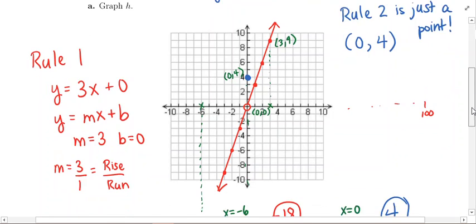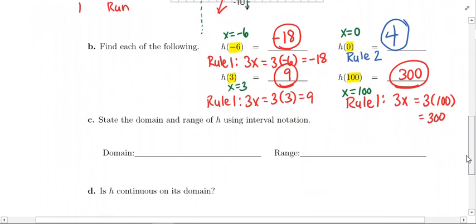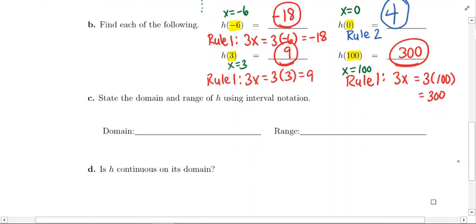All right, let's talk domain and range. Again, our graph is in pieces. We have a line with a hole, and then we have a dot.